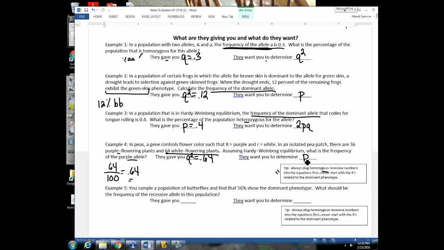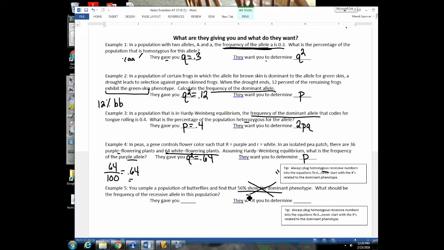Example 5 is another example where they're going to give you information and you have to use the recessive information. Example 5 says you sample a population of butterflies and find that 56% show the dominant phenotype. You cannot work from this information. You have to start with information related to the recessive phenotype.